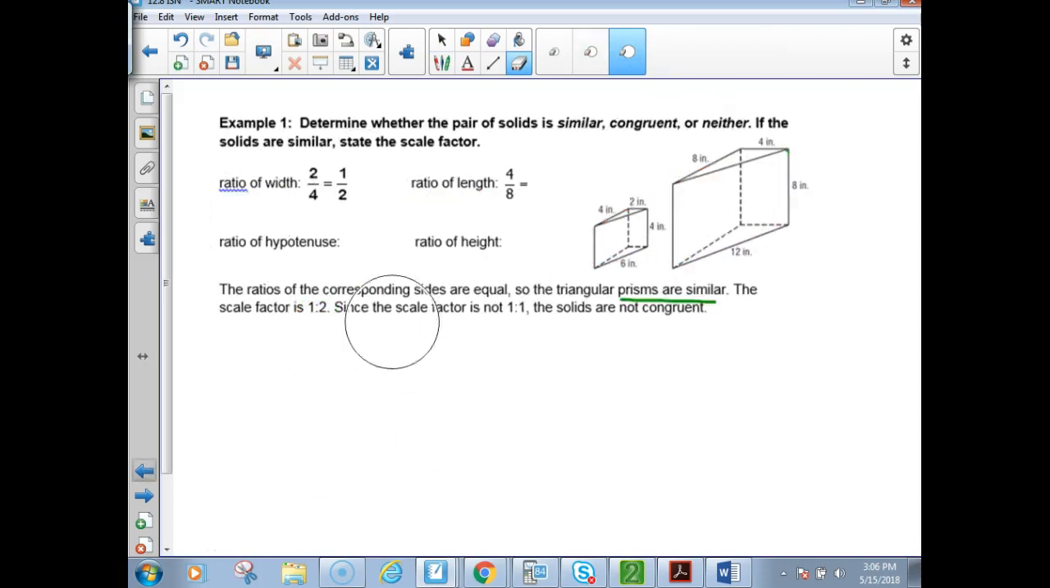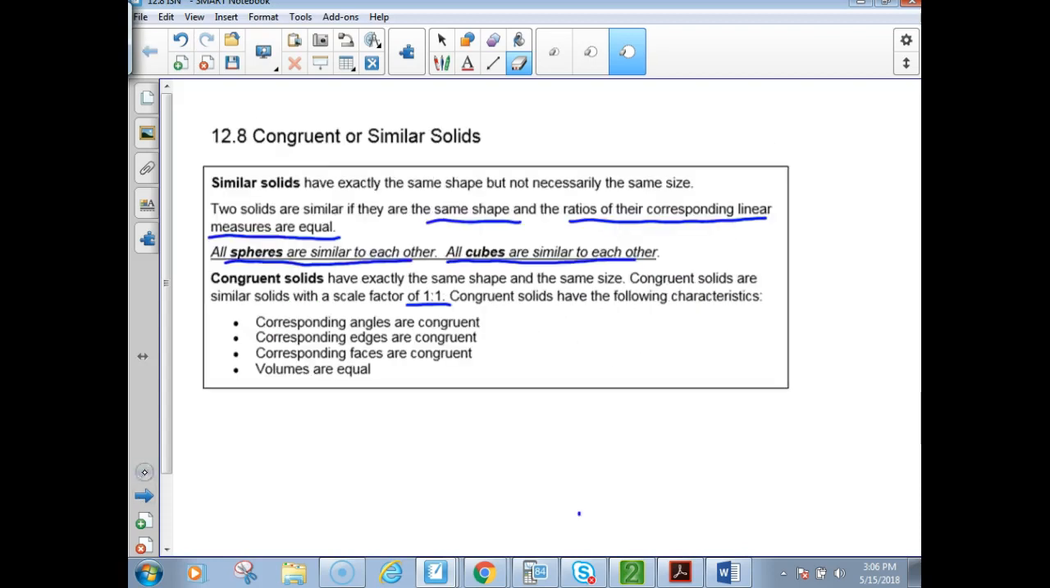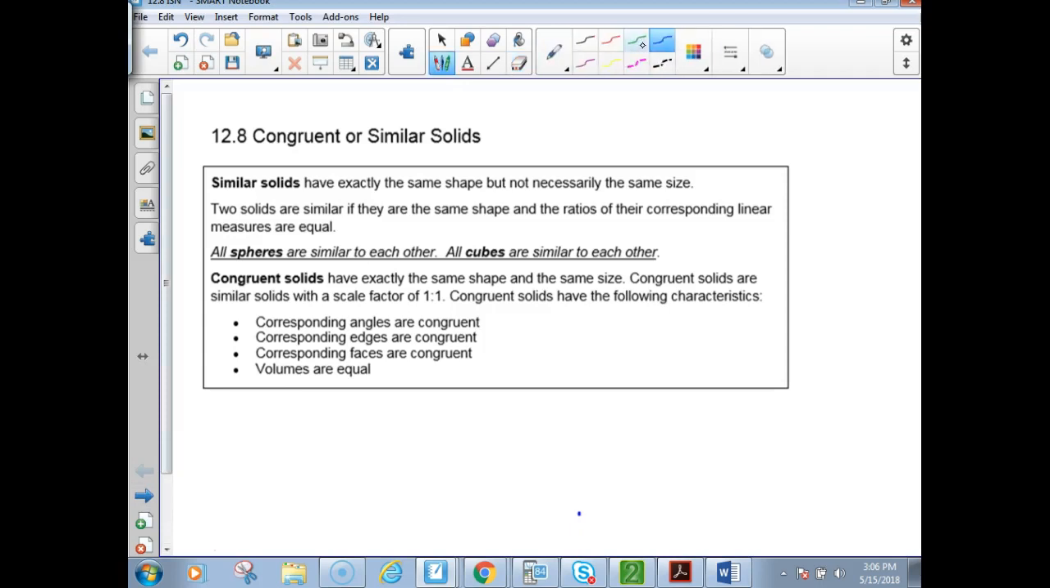If something is similar, we've learned from another chapter that their corresponding sides must be in the same ratio. So this isn't altogether new. Similar solids have exactly the same shape, but not necessarily the same size. Two solids are similar if they have the same shape and the ratios of their corresponding linear measures are equal. Got to have the same shape and ratios equal. All spheres are similar to one another, and all cubes are similar to each other.